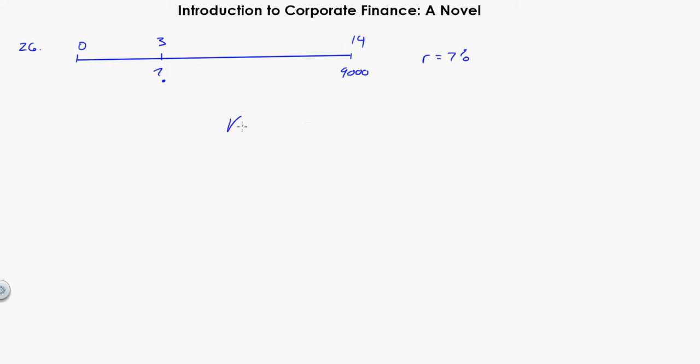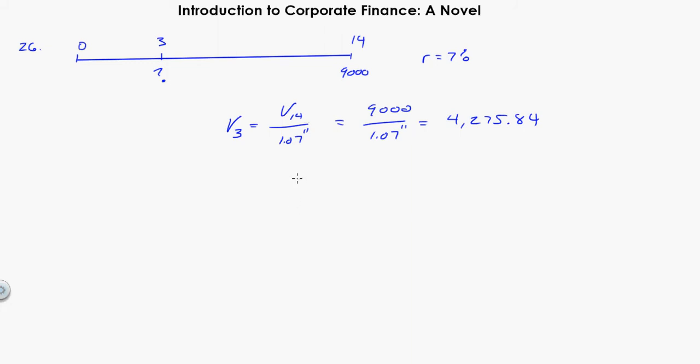So the value in year 3 is equal to the value in year 14 divided by 1.07 to the 11th, right? 3 plus 11 is 14. So $9,000 divided by 1.07 to the 11th is equal to $4,275.84. Let me pause here and talk just a little bit about the calculator.